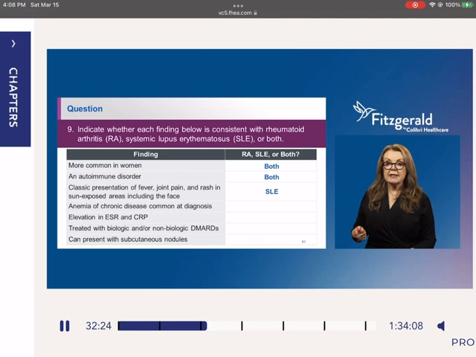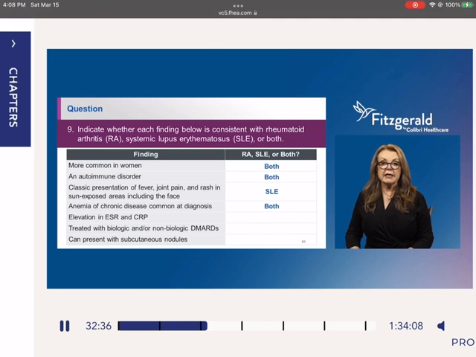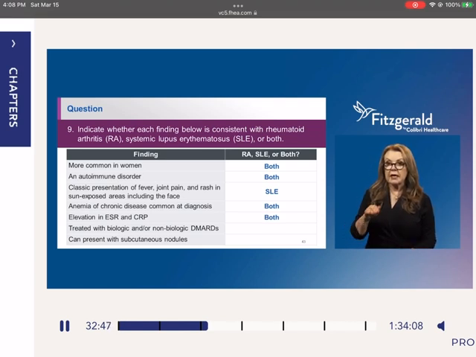Anemia of chronic disease, common at the time of diagnosis. Again, both. Why? Because they're multi-system inflammatory diseases. Elevation in ESR, in CRP, C-reactive protein, or SED rate. That's going to be both, particularly at the time of diagnosis.